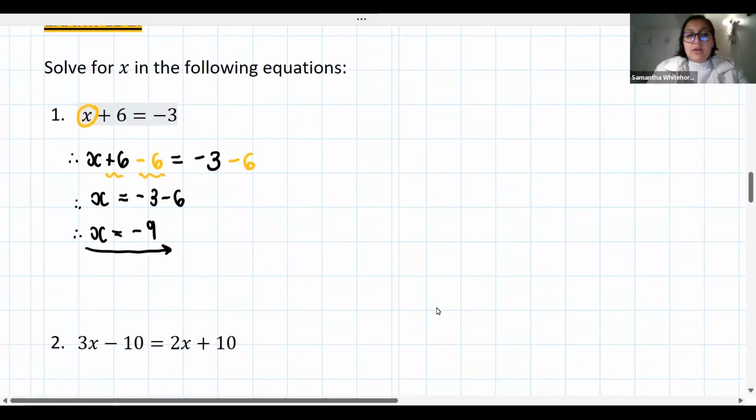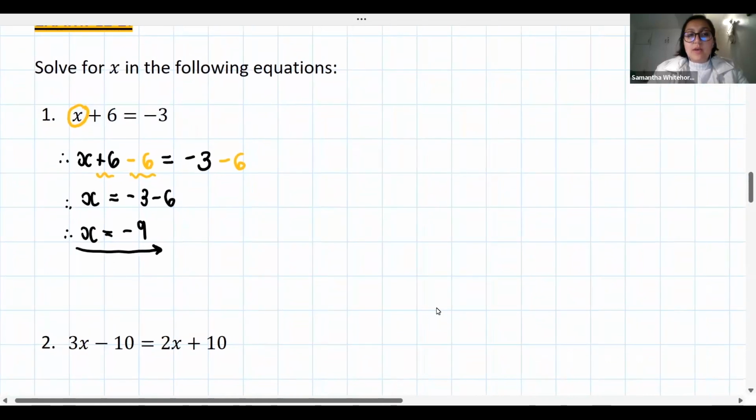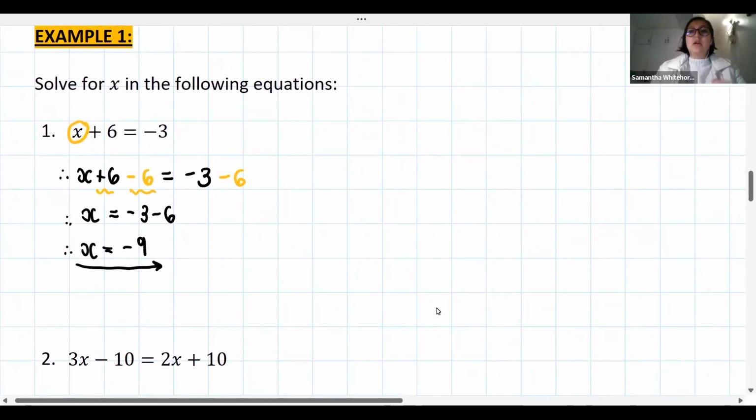If we now have a look at question 2, this is where things become a little bit more complicated, or we need to think a little harder, because now I see that I've got x's on both sides of my equation, and we need to think about what that means.